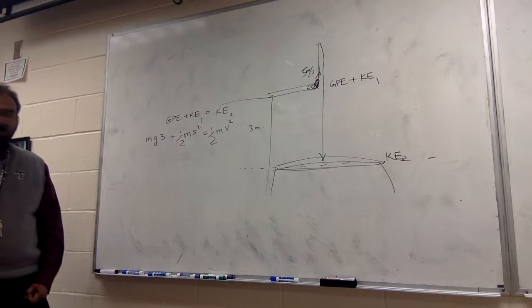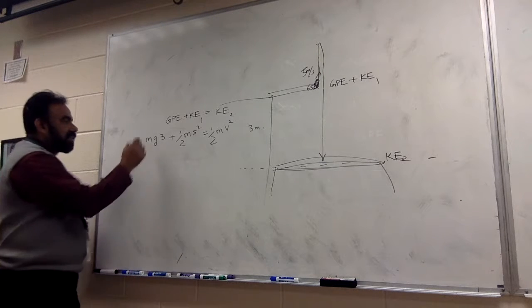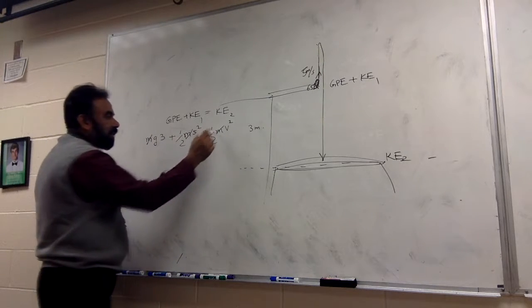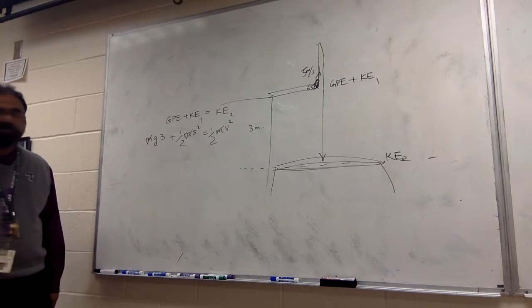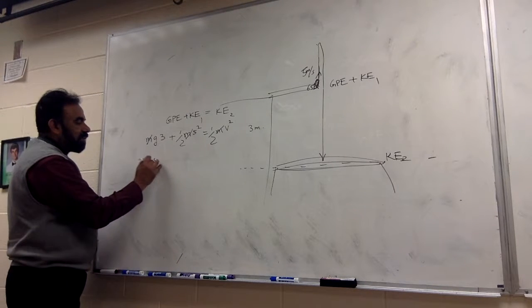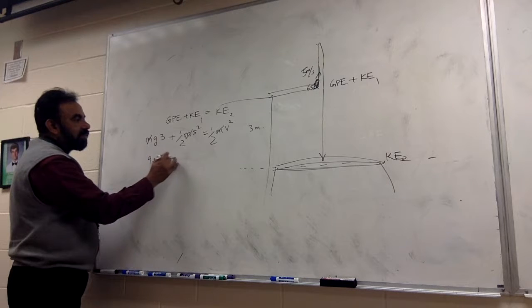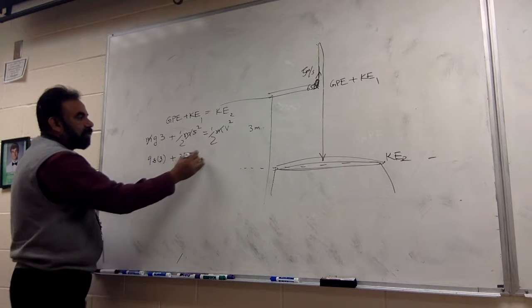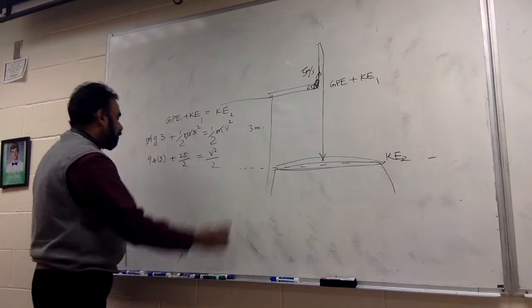What can you do from that equation? Cancel out the mass, divide the entire equation by mass, mass is gone. So we have 9.8 times 3 plus 25 over 2 equals v squared over 2.